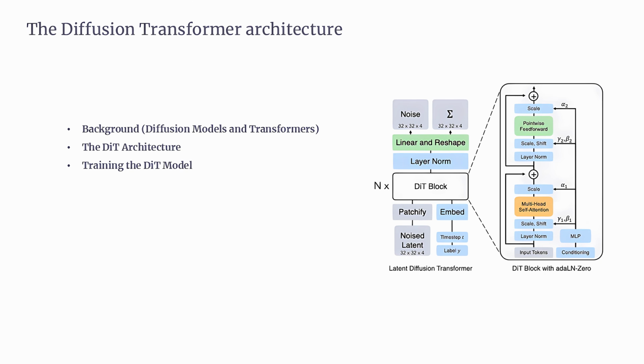Common loss functions used in diffusion models include L2 loss, mean squared error, or Kullback-Leibler, KL divergence, which measures the difference between the predicted distribution of noise and the true noise distribution. In summary, diffusion transformers combine the power of transformers to model long-range dependencies with the generative power of diffusion models, leading to high-quality image generation.